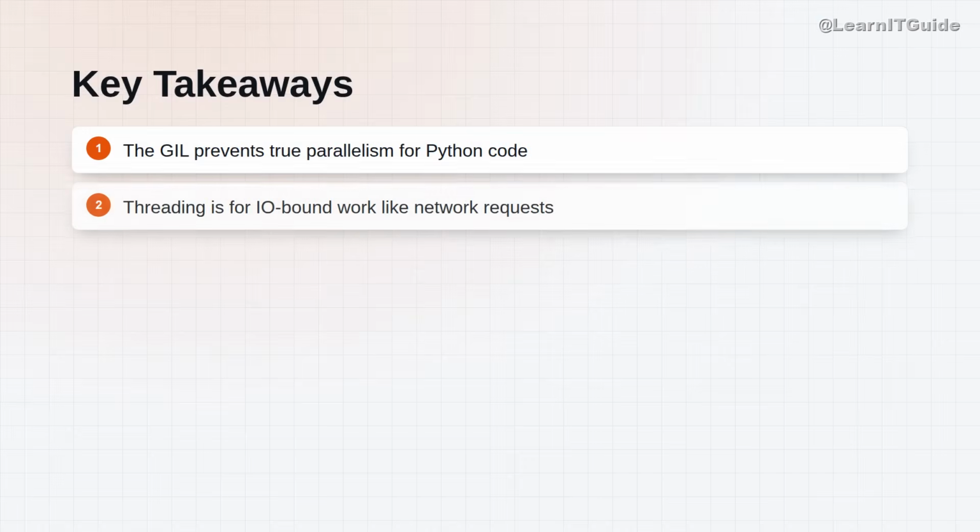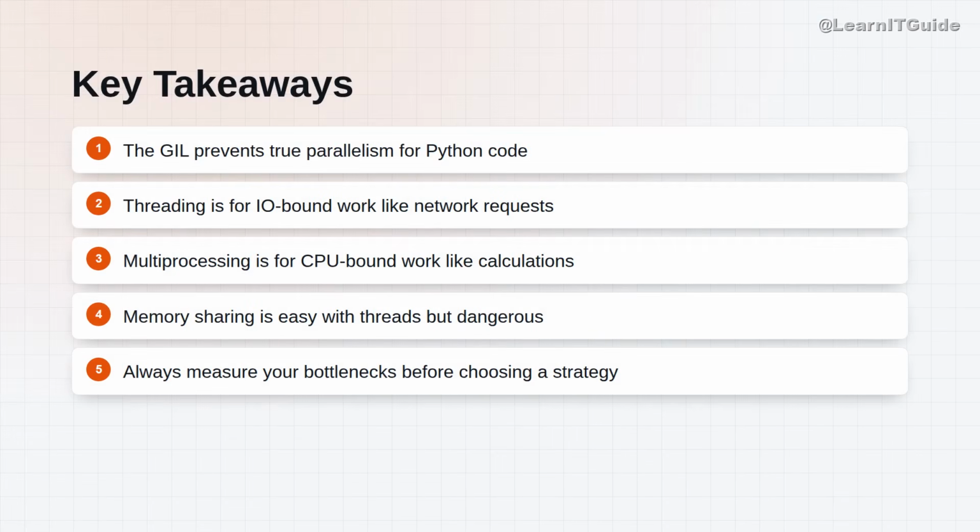You now know the core differences. Remember that the GIL is a fundamental constraint, not a bug. Use threading for I/O-bound tasks to keep things responsive. Use multiprocessing for CPU-bound tasks to unlock true hardware potential. Remember that thread-safe programming is hard, and multiprocessing adds communication overhead. Always profile your application first to identify if you are blocked by the CPU or the network. These are the core concepts to carry forward from this video.